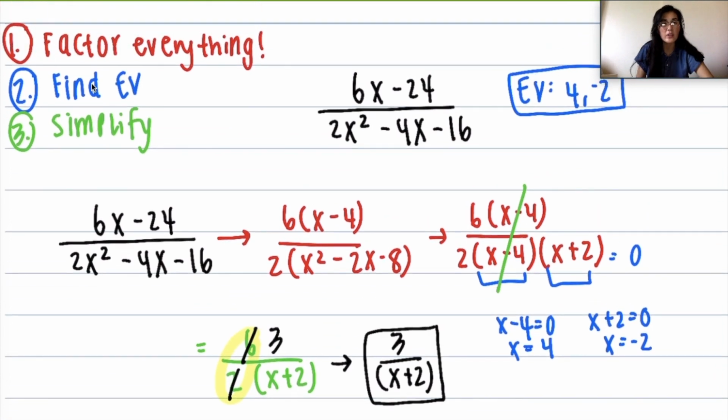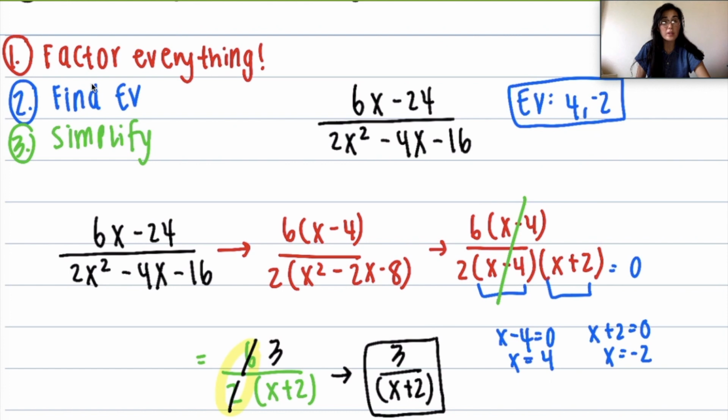All right, guys, if you're following along, this would be your final answer. Remember, there are two parts to this answer. The excluded values here were 4 and -2, and the final simplified answer was 3 over x plus 2.